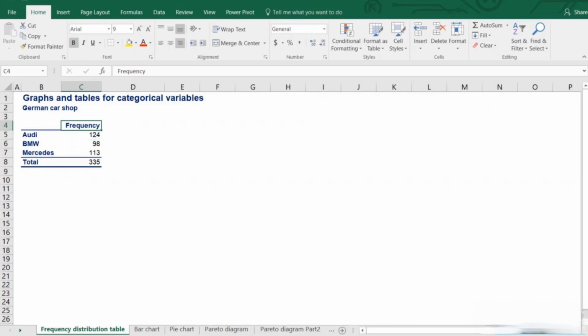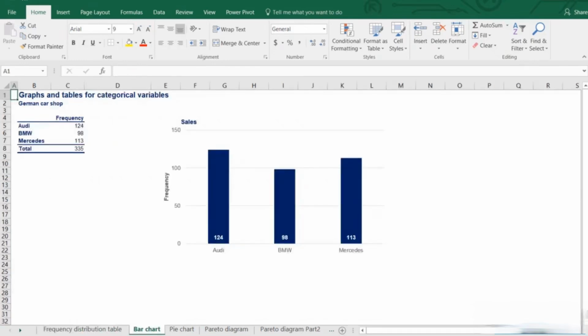However, tables aren't much fun, are they? Using the same table, we can construct a bar chart, also known as column chart. The vertical axis shows the number of units sold, while each bar represents a different category indicated on the horizontal axis. In this way, it is much clearer that Audi is the best-selling brand.